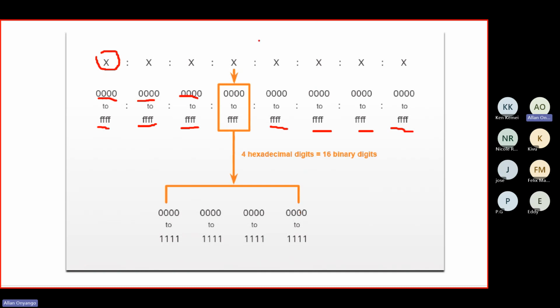But now, in each and every hextet, we have 4 hexadecimal numbers. It can be 1, 1, 1, 1. It can be A, A, A, A. It can be B, B, B, B. It can be A, B, C, D. It can be 1, 2, F, F. But each hextet, each part of the IPv6, has a total of 4 hexadecimal numbers.